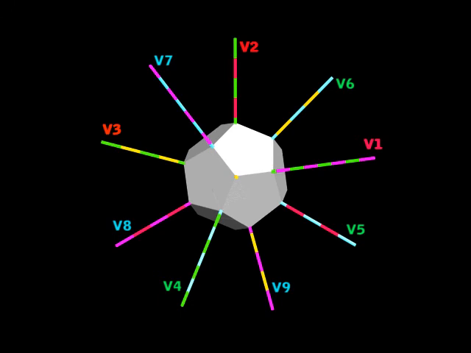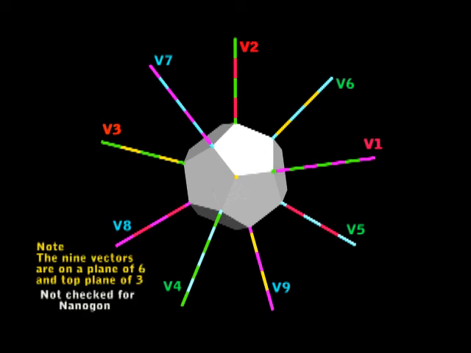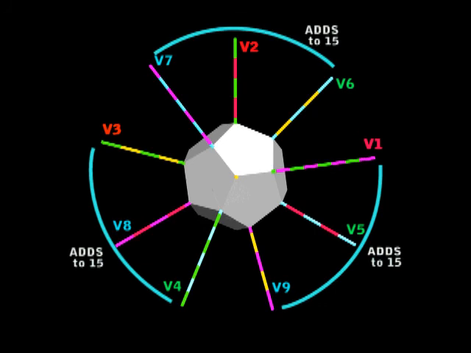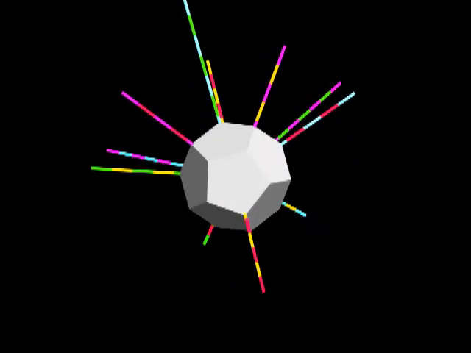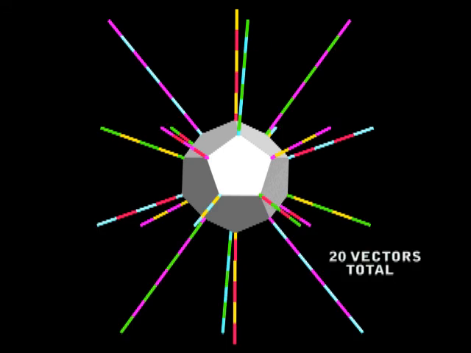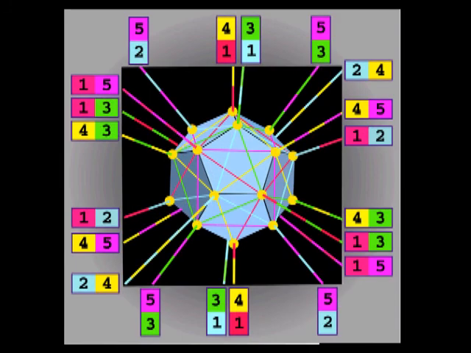Okay, now we're back to the original color settings. Note that this is not flat, because we're looking at 3 vectors on a top plane, and we have 6 vectors on the second plane. V1, V5, V9 makes 15. Check the other ones. I'll rotate this back to the front view again, and I'll bring back the bottom 10 vectors. Okay, what I've done, I've converted this to a flat control panel.